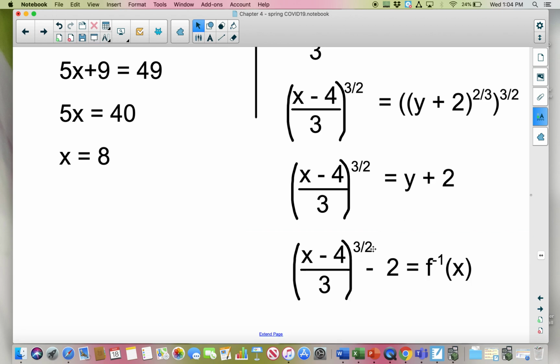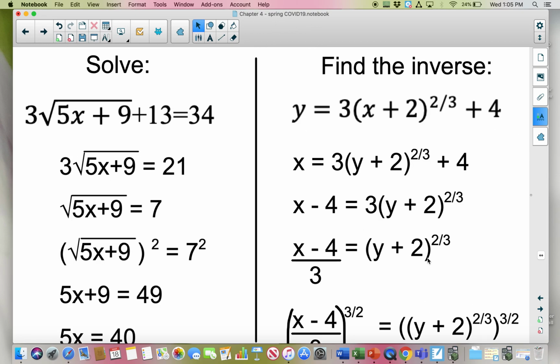So again, you can't distribute a power through to a sum or difference quantity. So it's just this big quantity to the 3/2. Notice inverse notation as well. Don't forget about that. So if you hopefully did well with these, if not, come back and practice these again. You always have this video to check your answers.